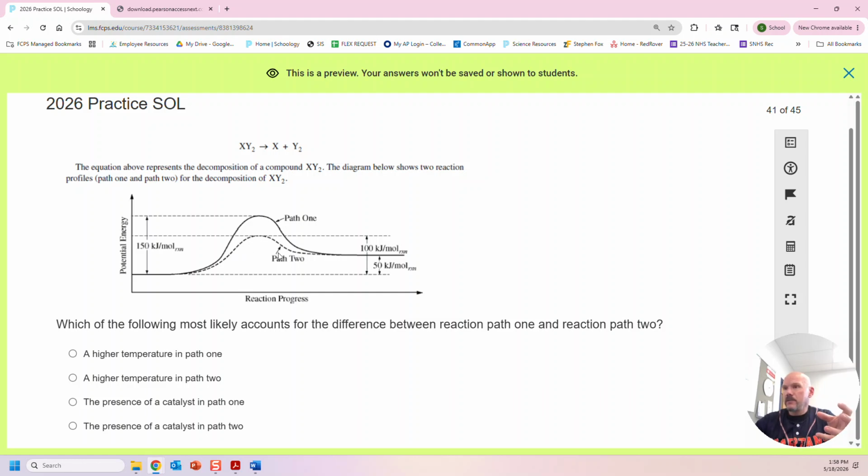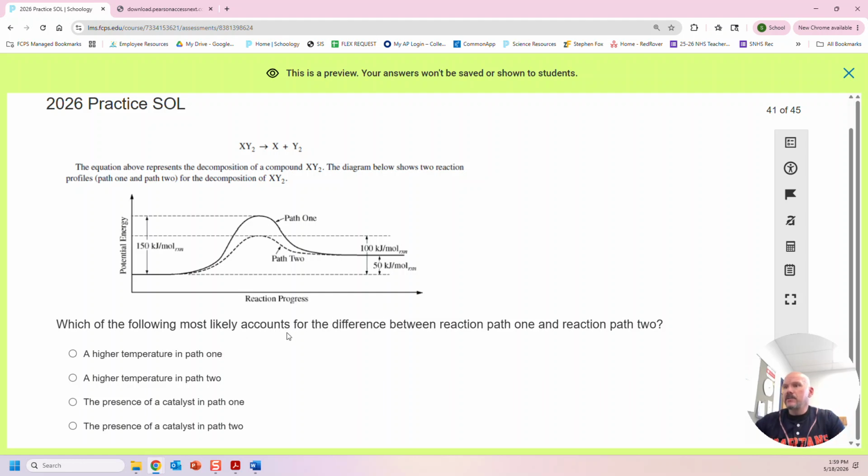So path 2 is a catalyst path. Path 1 is the uncatalyzed path. The delta H is 50. It's positive 50 if we're talking about the forward reaction. It's negative 50 if we're talking about the reverse reaction. So all those things I can get at a glance just by looking at this diagram. So if this is the diagram of this reaction, we know the forward reaction is endothermic, positive delta H, and the reverse reaction is exothermic, negative delta H.